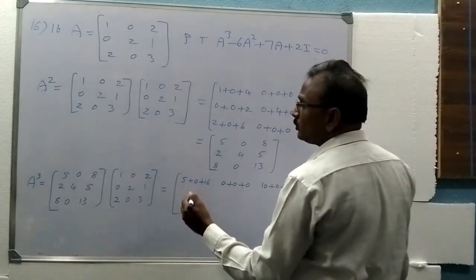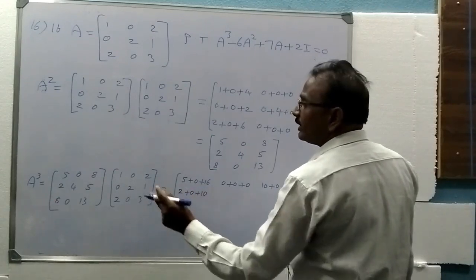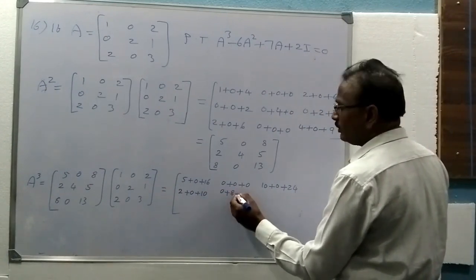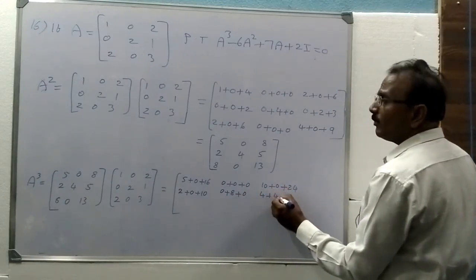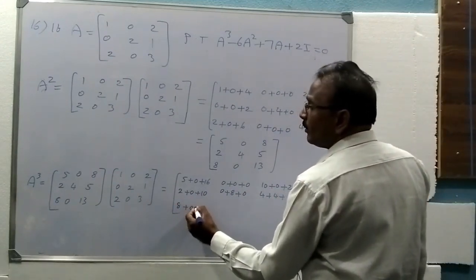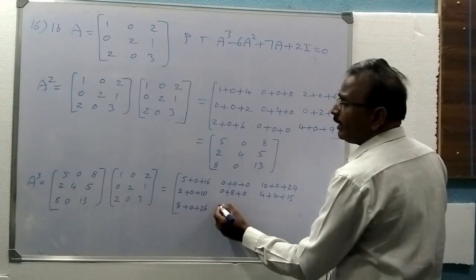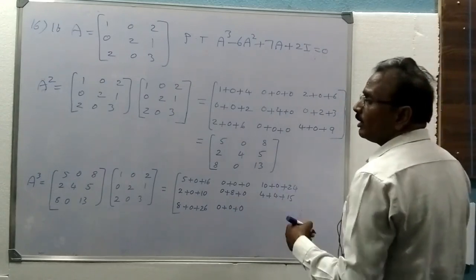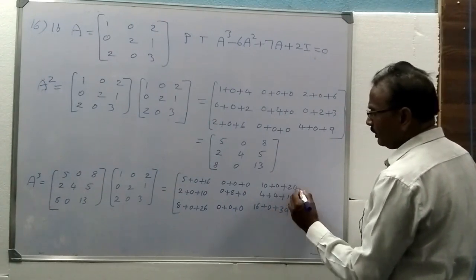Next, second row with first column. 2 1s are 2 plus 4 into 0 is 0 plus 5 2s are 10. Next, second row with the second column. So 2 into 0 is 0 plus 4 2s are 8 plus 5 into 0 is 0. Next, second row with third column. 2 2s are 4 plus 4 1s are 4 plus 5 3s are 15. Next, 8 1s are 8 plus 0 plus 13 2s are 26. Next, third row with the second column. 8 into 0 is 0 plus 0 into 2 is 0 plus 13 into 0 is 0. Next, third row with third column. 8 2s are 16 plus 0 plus 13 3s are 39.